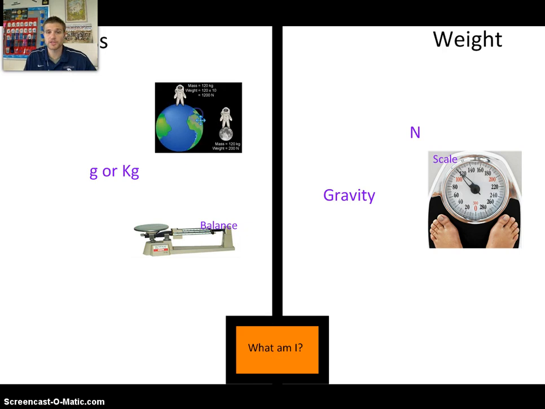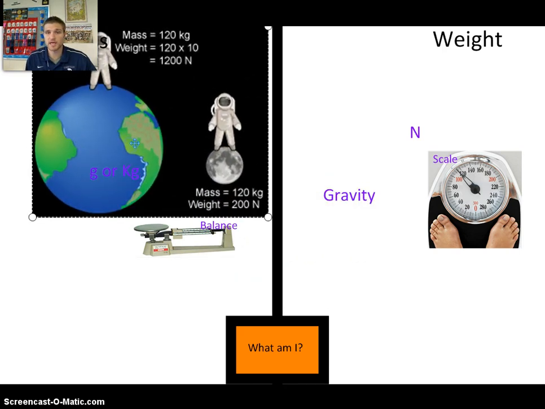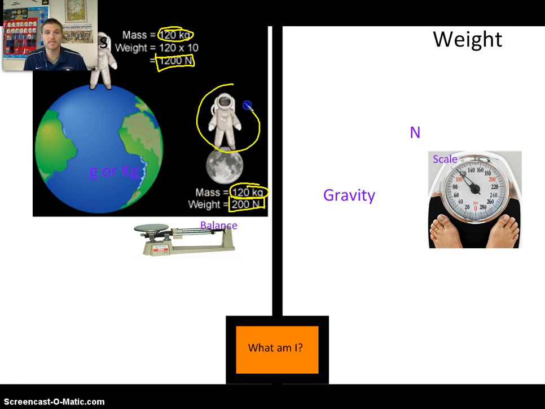So if I was looking at this picture right here, I have this astronaut. This astronaut's mass on the Earth is 120 kilograms. Mass on the moon is 120 kilograms. But their weight on the Earth is 1,200, and their weight on the moon is 200. Because the moon has different what? Gravity. So gravity affects weight. It does not affect mass. Because when the astronaut goes to the moon, you can notice right here, the astronaut has the same amount of matter, same things inside of it.